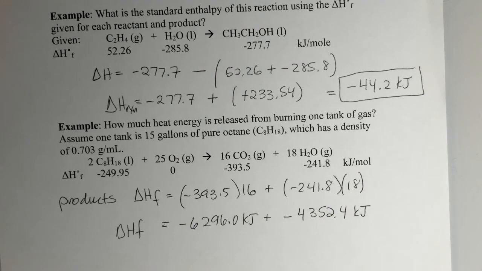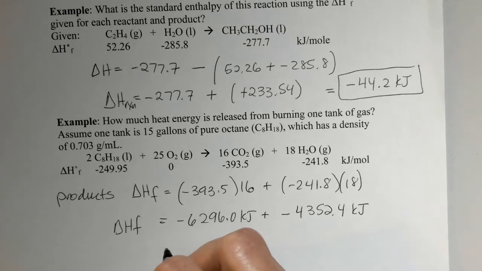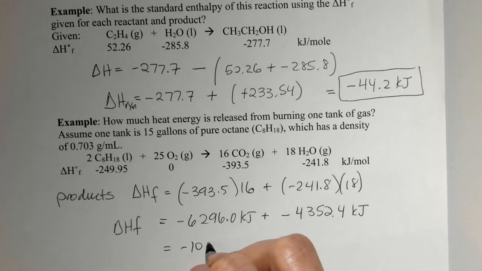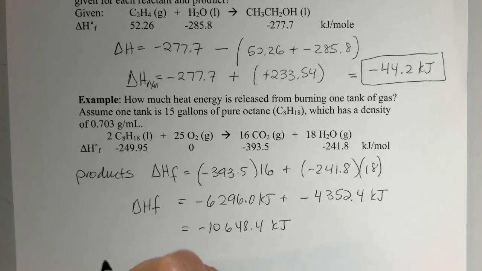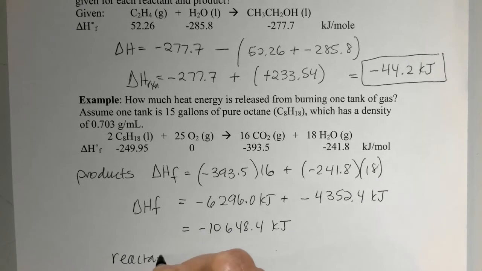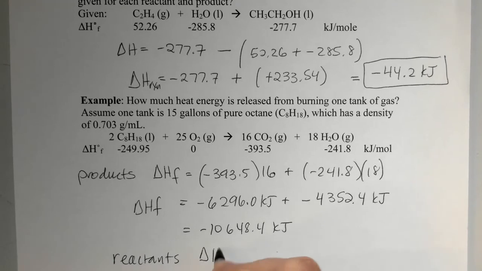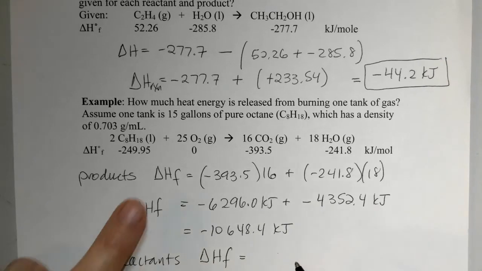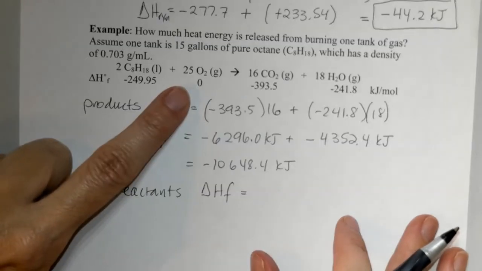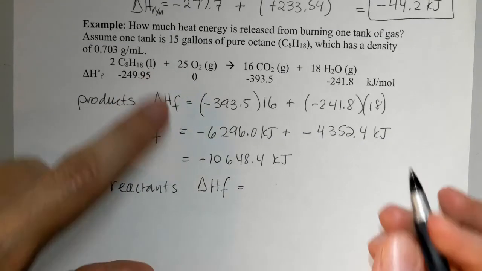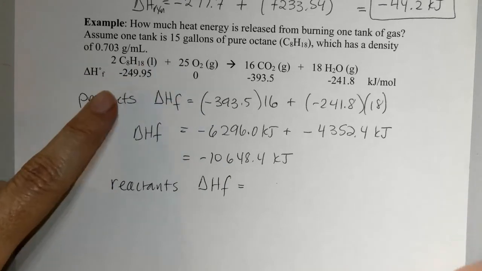So the heats of formation for the products, it's a big amount of energy, right? And that makes sense. It's a combustion reaction. We get a lot of energy. So negative 10,648.4 kilojoules. Now, what about on the reactant side? All right, the heats of formation for the reactants. Oxygen is 0. That's standard state, so no energy, right? So we don't have to worry about that at all. 25 times 0 is still 0.